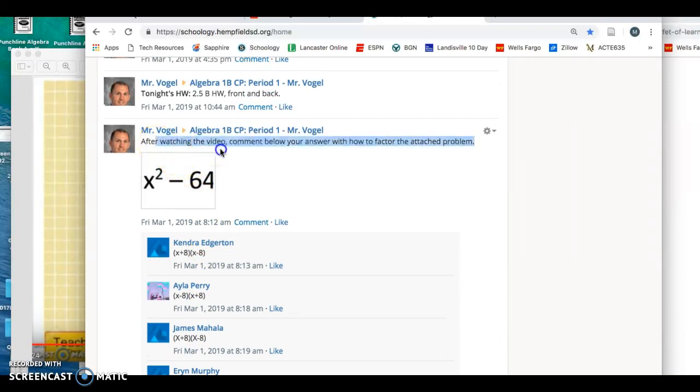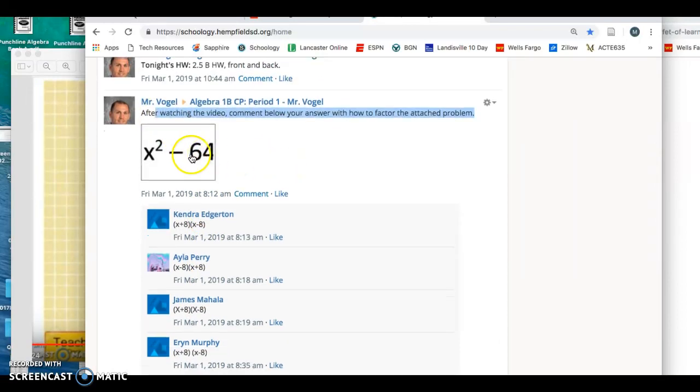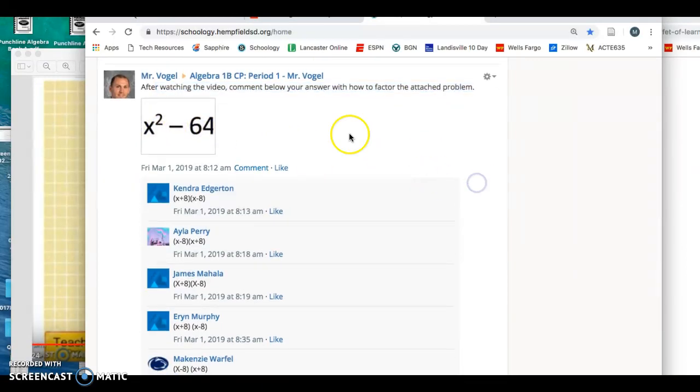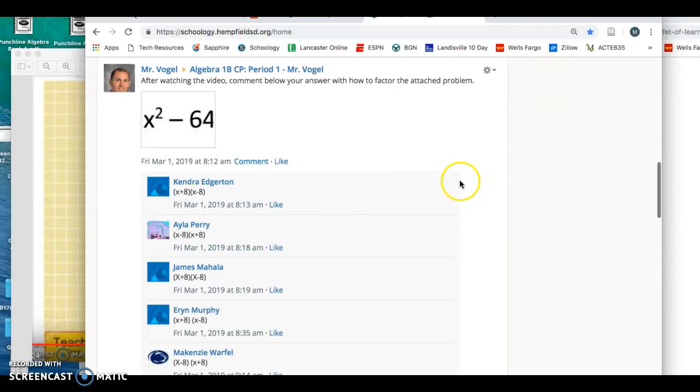I posted that after watching the video, I put one problem up for them to simplify, x squared minus 64. We were doing factoring, and I just had them comment. It's something they could easily type in. The answer is x plus 8, x minus 8, or vice versa, x minus 8, x plus 8. So I just had them type in the answer as a comment.